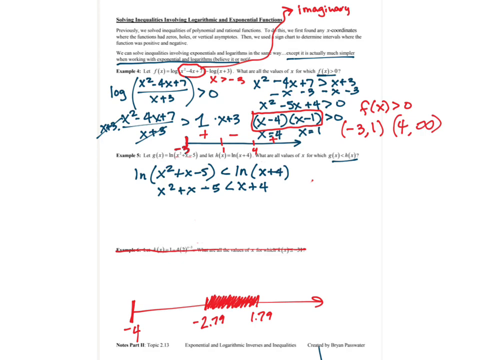Now what? Move the X, move the 4. Set it less than 0. Doesn't the sign have to change here? No, because we haven't divided by a negative. I have X squared minus 9 is less than 0. It's a difference of squares. It's X plus 3, X minus 3, less than 0.